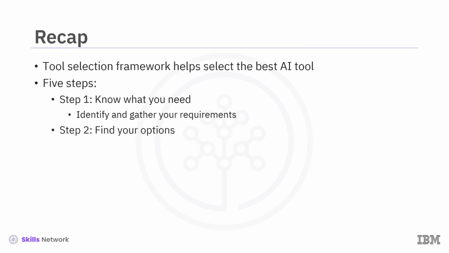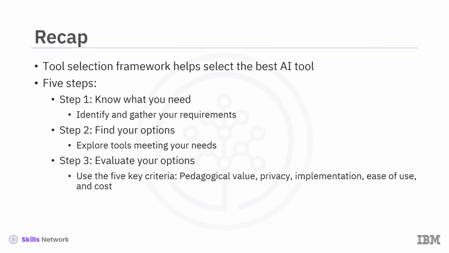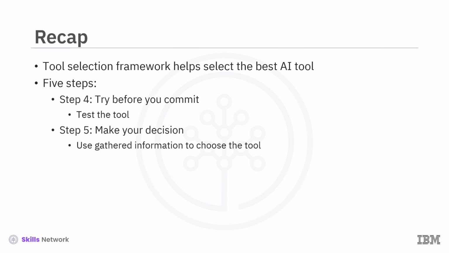Secondly, you'll find your options. That is, explore available tools that could potentially meet your needs. Next, you'll systematically evaluate your options using the 5 key criteria. Then, you'll try and test the tool in real conditions. And finally, you'll decide on the tool using the gathered information to make an informed choice and plan its implementation.